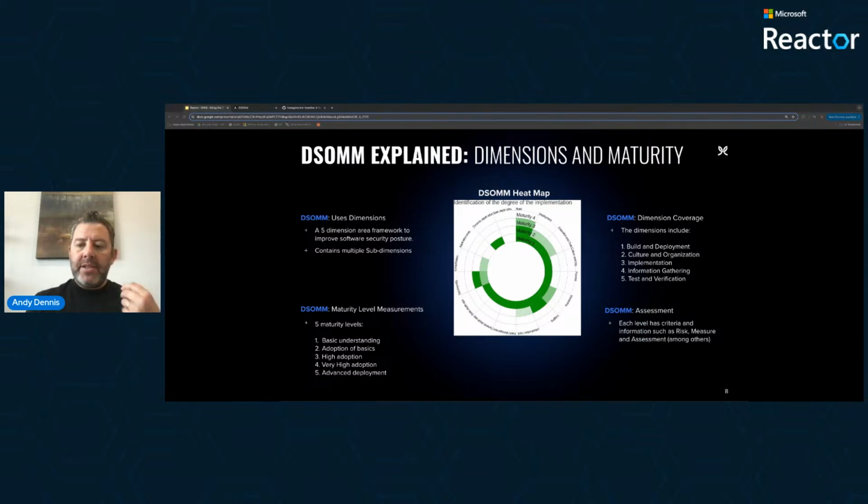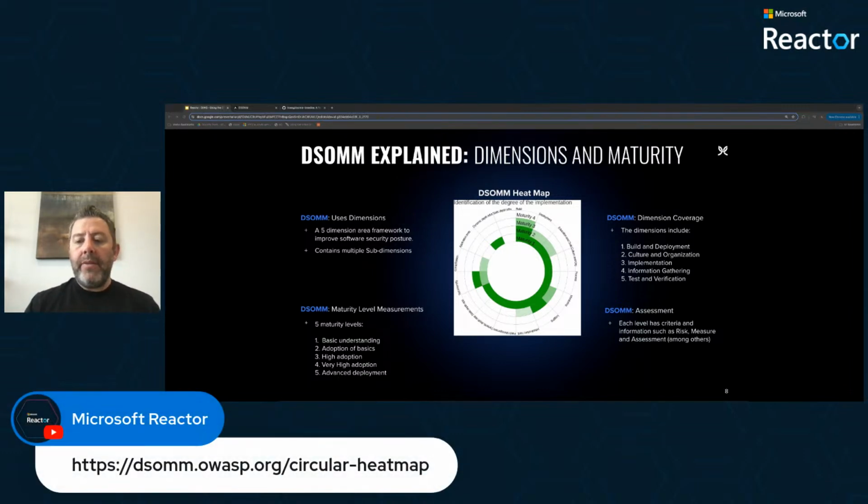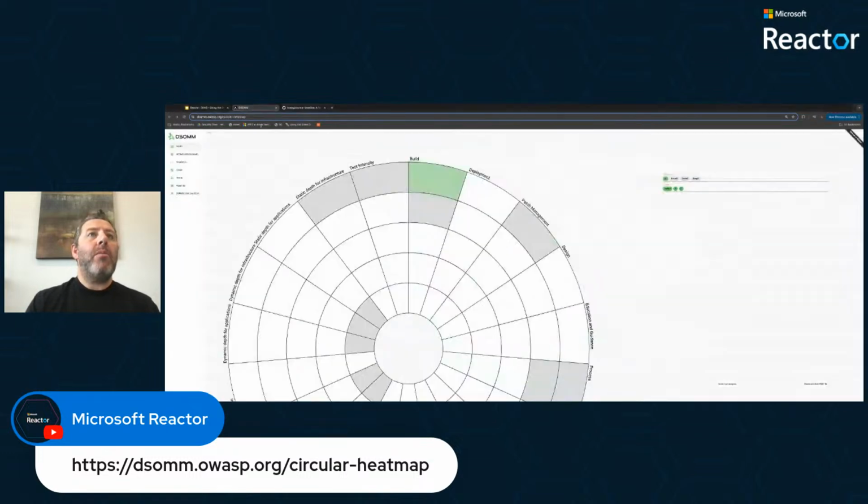Within these dimensions, multiple sub-dimensions exist, as shown in the heat map diagram, and we'll look at the website momentarily as well. Each security practice within these domains and subdomains is evaluated on a maturity scale, indicating whether an organization is at a basic, adopting, high, very high, or advanced security level. It will help highlight gaps that require urgent attention, partial implementation, or inconsistent application, or if you actually have well-established security practices in place.